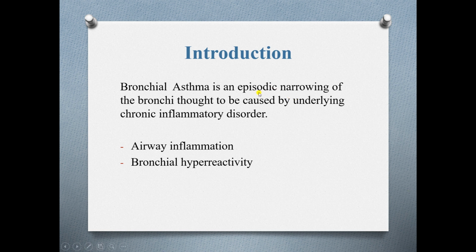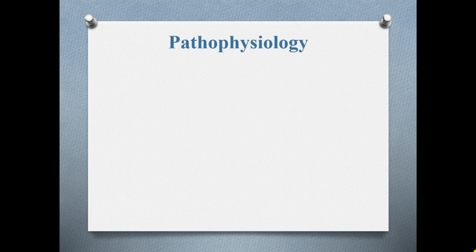Bronchial asthma is an episodic narrowing of the bronchi thought to be caused by an underlying chronic inflammatory disorder, which is mainly initiated by two things. One is airway inflammation and second is bronchial hyperactivity.